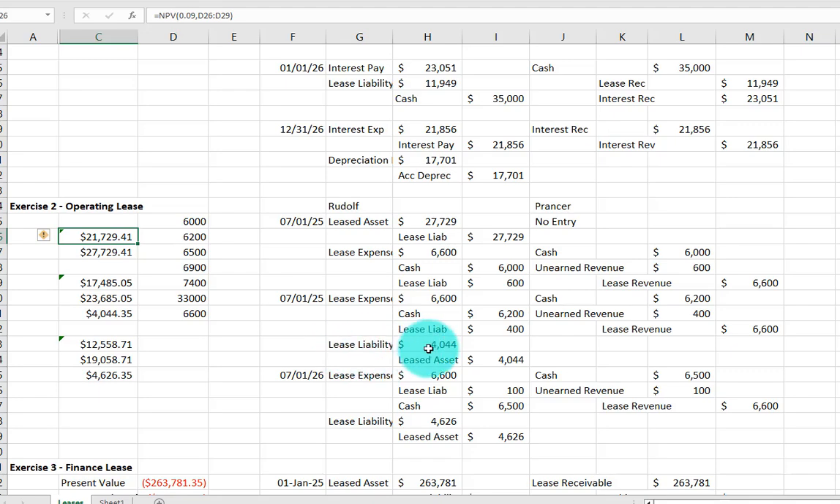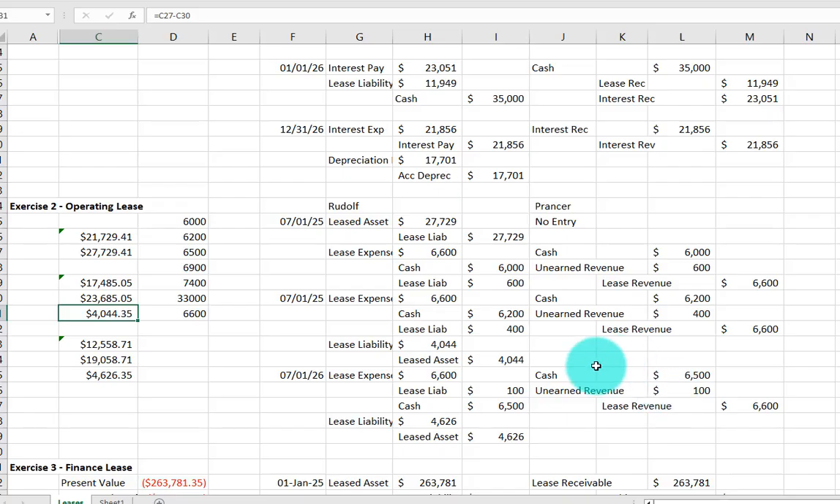And then we change our lease liability and leased asset to equal the new present value of the remaining payments. Okay, so that calculation over here, using the 9%, the last three plus the 6,200, and that is 4,044 less than what it was last year. So we make the debit to the liability and credit to the asset.